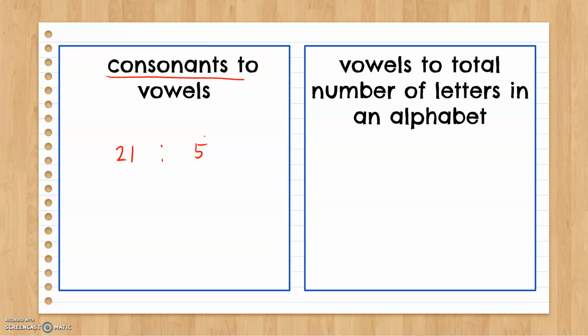Next one, let's write the ratio of vowels to the total number of letters in the alphabet. Again, we know that there are 5 vowels in the alphabet, and there are 26 letters. So we'll have our answer as 5 is to 26. Again, this is already simplified, so this will be our final answer. Vowels first before the total number of letters in the alphabet.